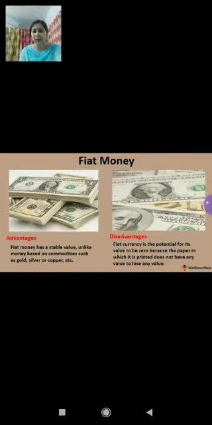Now, the last concept is fiat money. Children, fiat money, I told you in detail, is that money which is issued as legal tender by the government. Right, children? Children, the word fiat itself means order. So any currency which is issued on the order of the government is called fiat money.